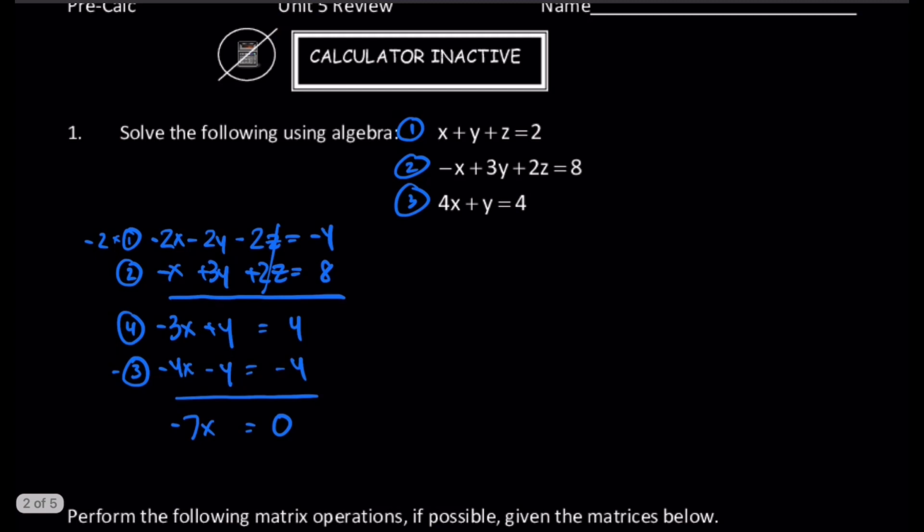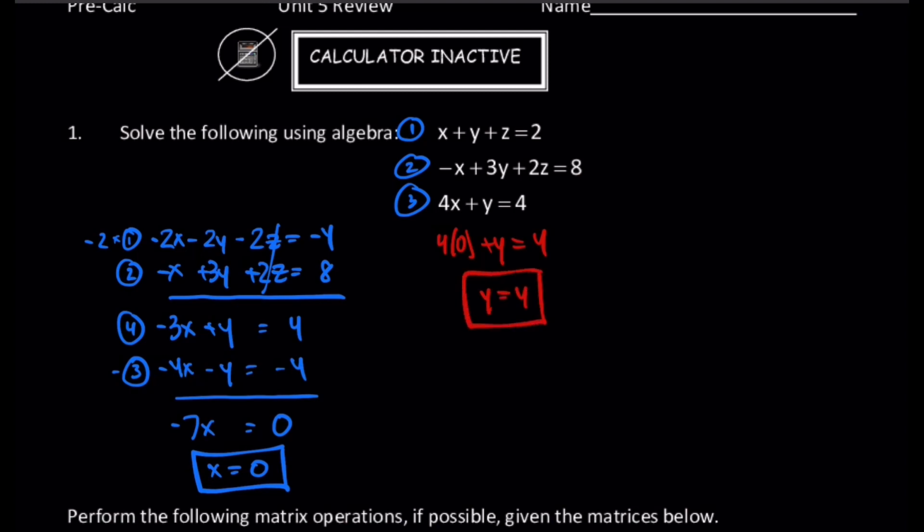Now, this doesn't mean anything weird. This just means x equals 0. It's not a no solution or infinite solutions. Don't get confused there. Negative 7x equals 0. You divide by negative 7, x is 0. So now what's nice about this, once you have x, you can plug it into any equation. I'll take equation 3 here and do 4 times 0 plus y equals 4. That's pretty easy. y equals 4.